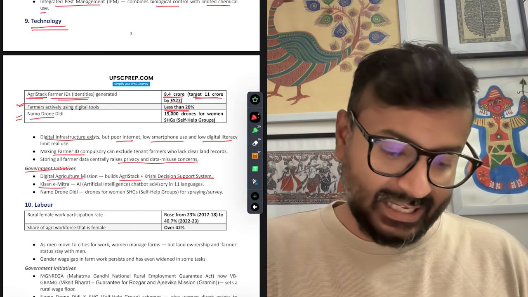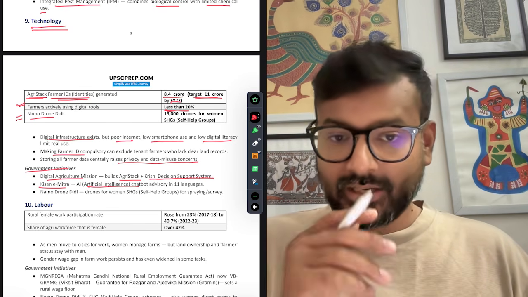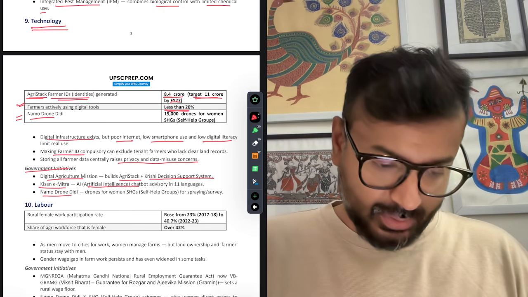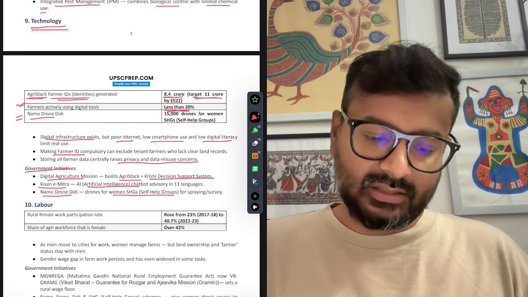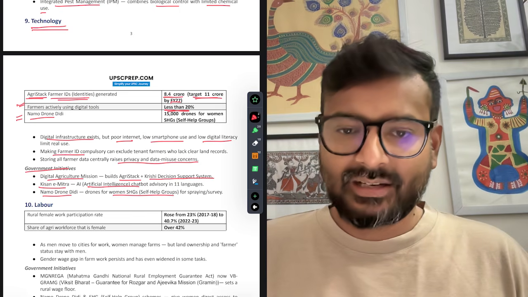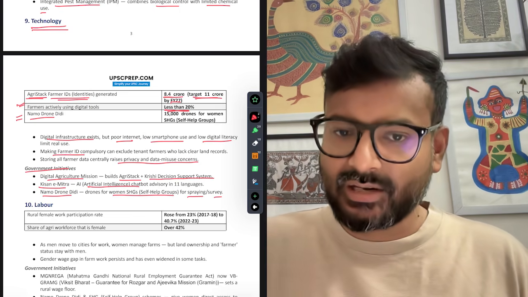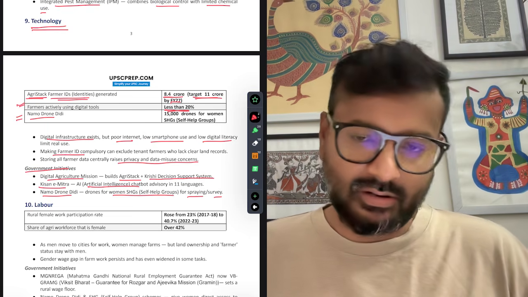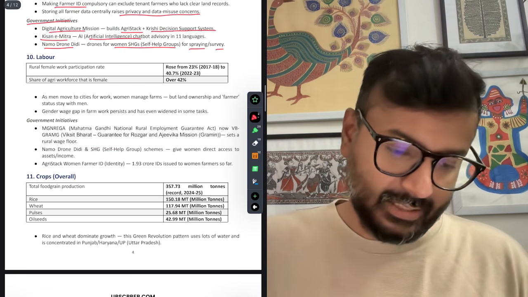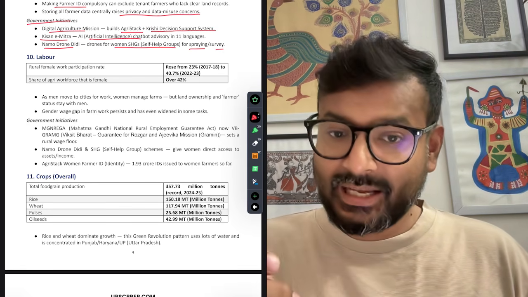There is also Kisan e-Mitra, an AI chatbot in regional languages, which is helping the farmers. And Namo Drone Didi we talked about. It is for women SHG members who are skilled in operating the drone. And this drone can be utilized for spraying, it can be utilized for surveying the fields, everything. A lot of different usages of drones can be there. All right. The next input, a very important input in farms, is labor.